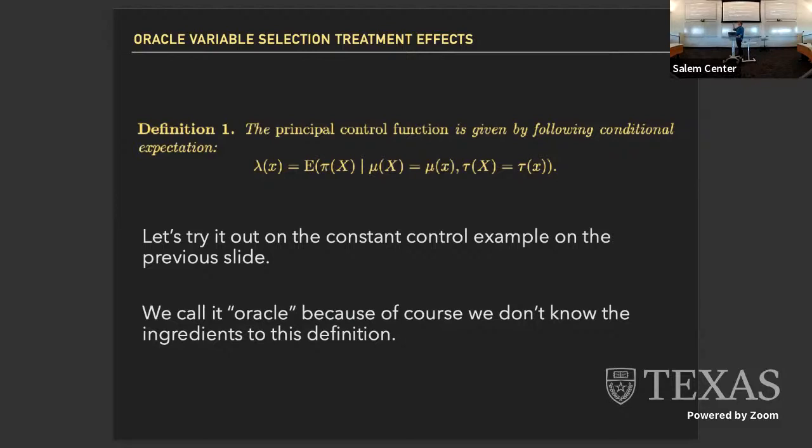But what it does tell us is that we can actually do better than pi. If you think about this, conditioning on mu and tau as opposed to conditioning on x is getting rid of noise variables, because we took that expectation and those all went away. And then the outer expectation is getting rid of instruments, because now we're getting rid of all of the things that pi depends on that don't have anything to do with the mean function of interest. So this is what we call the principal control function.